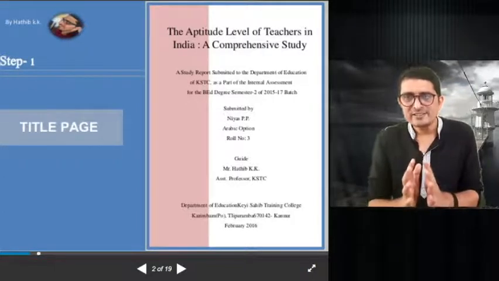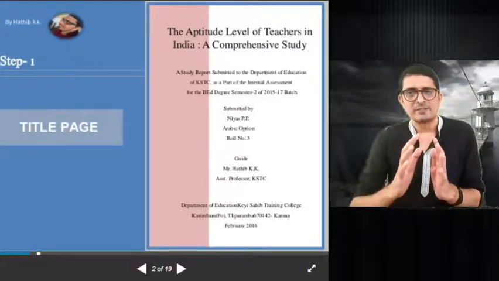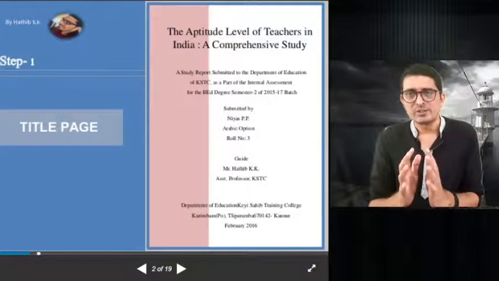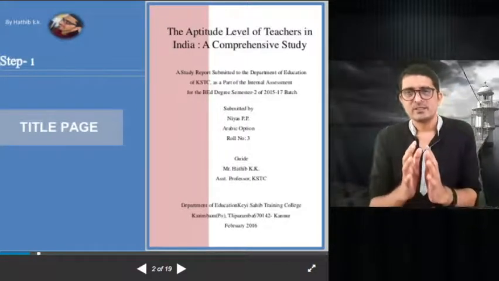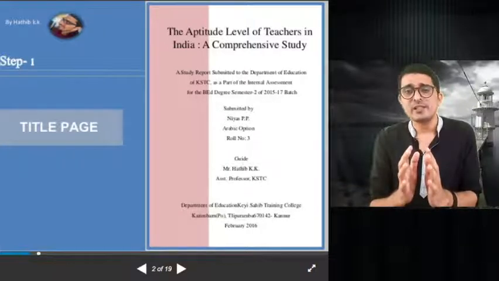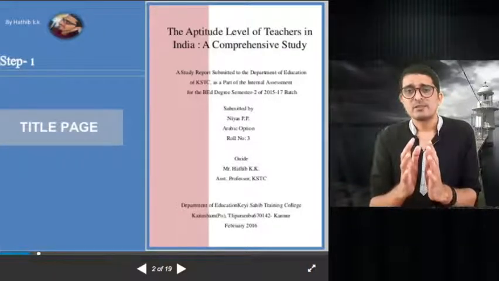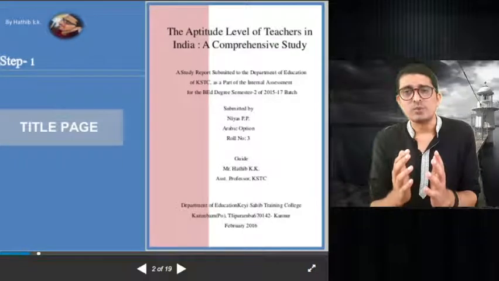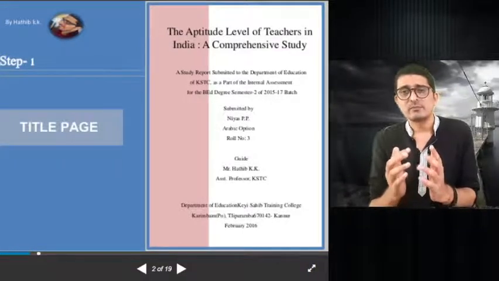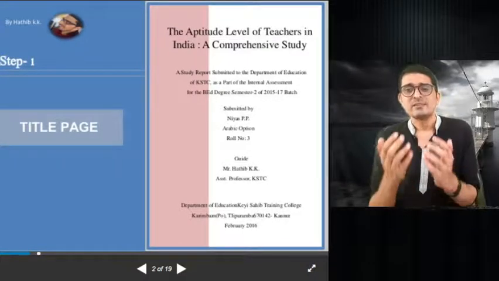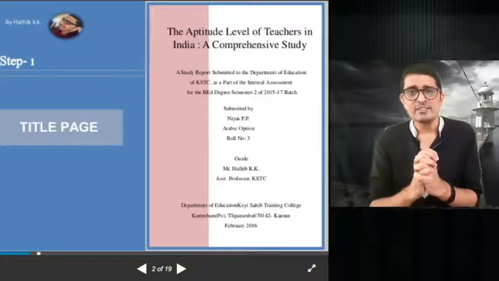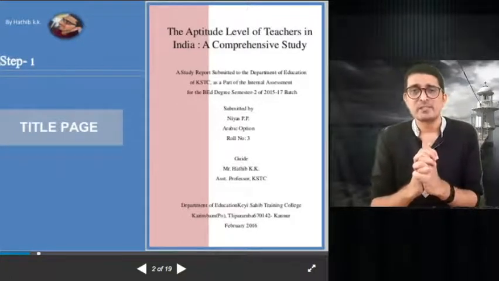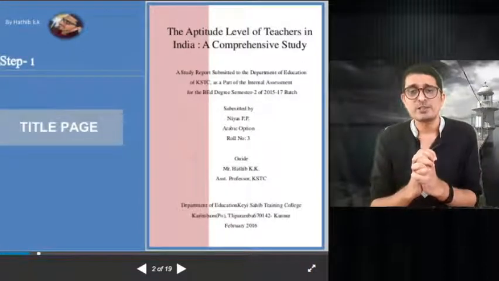So first you have to give the title of the study. After that, just give a description of what you have done in this study. Then only a person can realize an outline or an idea of the report or the study. Then just write your name, submitted by Niaz PP, Arabic option, roll number 3.